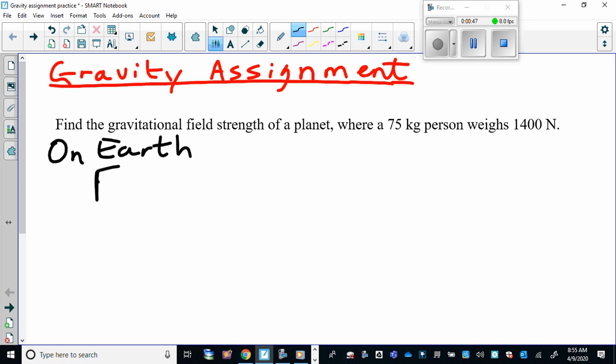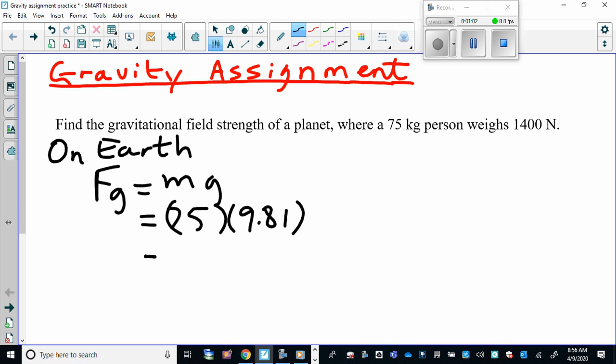On Earth, the person's weight would be mg. Let's be thorough here. The person's weight would be 75 times 9.81, which equals about 735.75 newtons. So just as an interesting note, that would be the weight on Earth. On this planet, they weigh 1,400, so almost double.